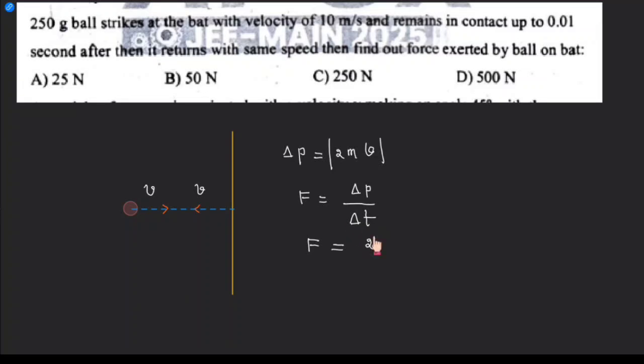So what is the m? 250 grams. So 250 into 10 power minus 3 into the velocity, 10, by the time, 0.01, which can be written as 1 by 100. Right? So everything will be cancelled. Therefore this F is equal to 500, that is the 500 Newton force. That is the answer for this question.